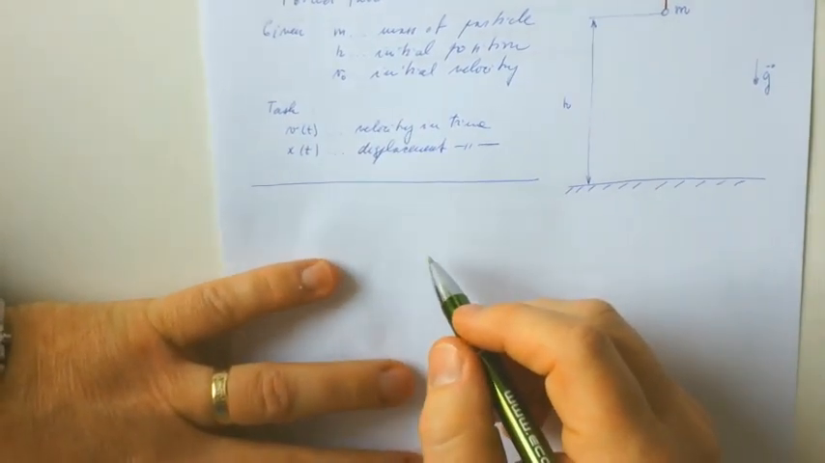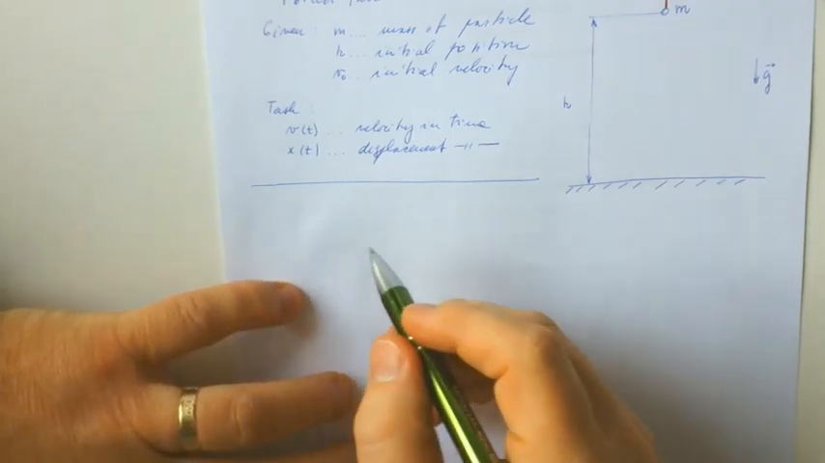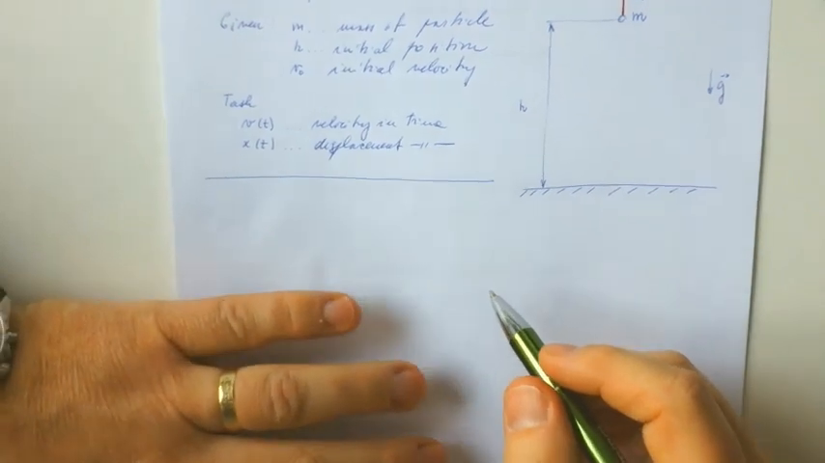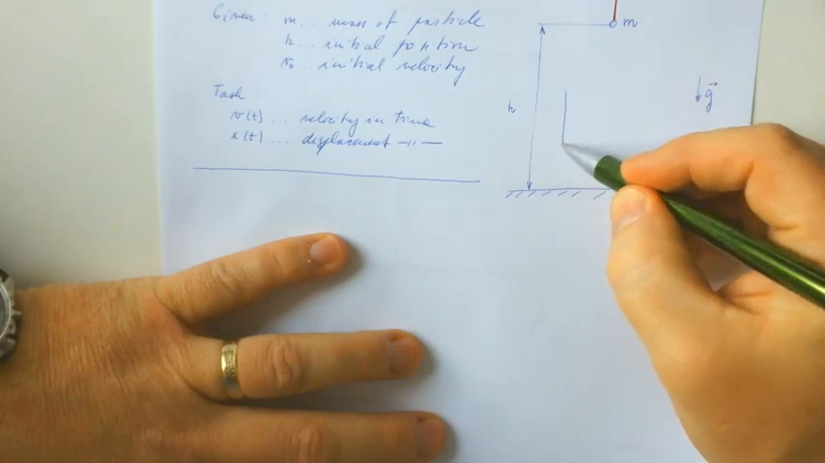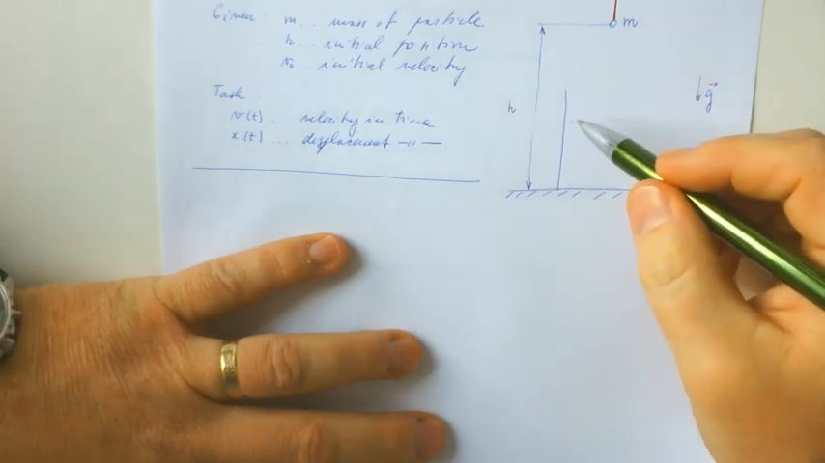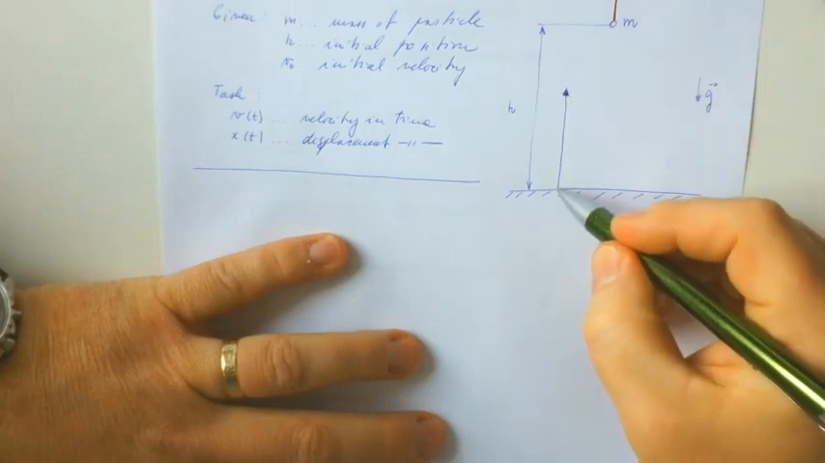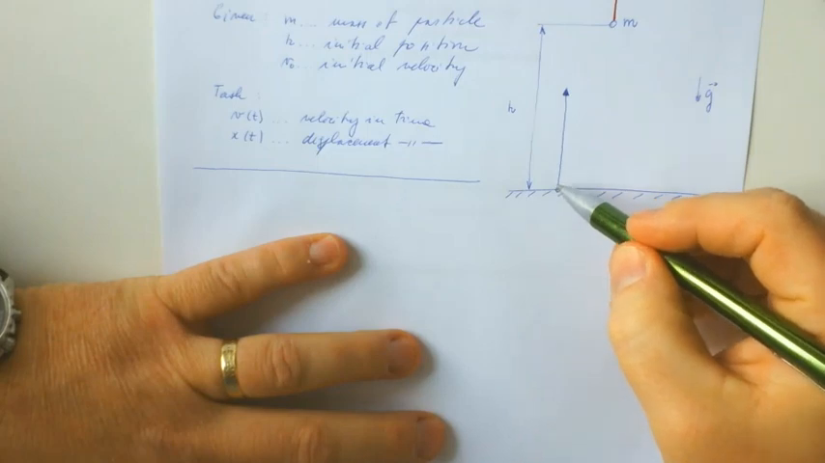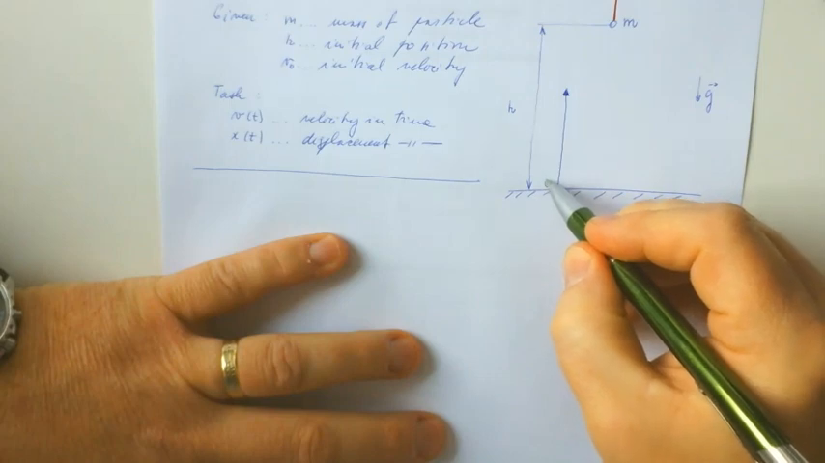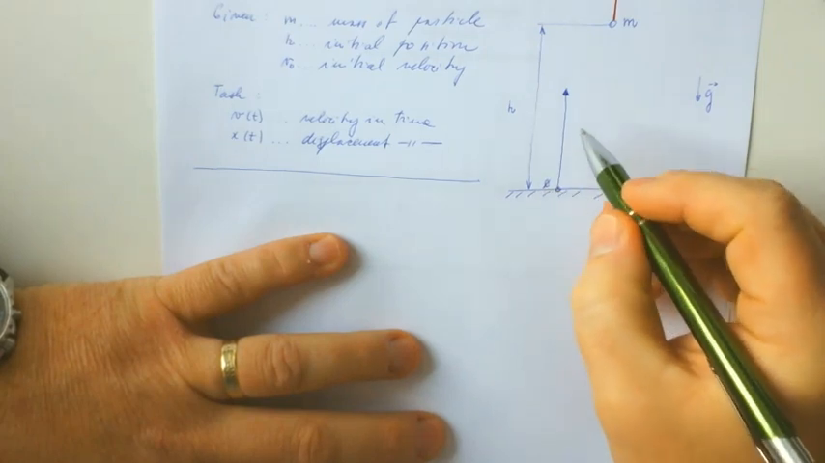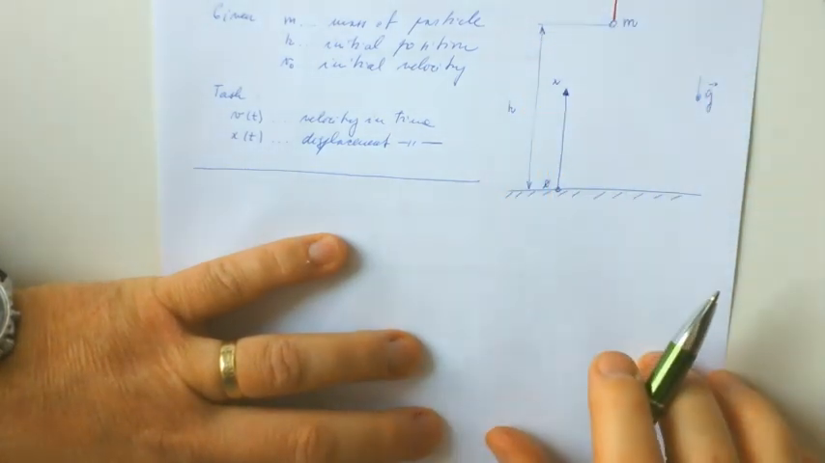So the first step is usually to draw the so-called free body diagram. But before this, it's very usual to set the coordinate system. This is a one-dimensional problem, so it's enough to set only one axis for this. So let's say that we propose this coordinate system with 0 here at the ground and upwards with growing positive values.